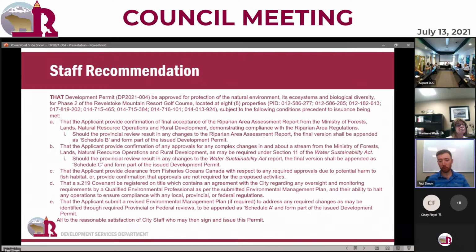Staff have been in very close contact and communication with both the applicant as well as the provincial review authorities. And as indicated earlier, because they are really at the back end of that process and securing their provincial approvals, staff are comfortable bringing this forward with the precedent issuance conditions being met and are confident that if any changes are required from the province, they would be very, very minor, and there's the potential that they wouldn't even impact the environmental management plan.